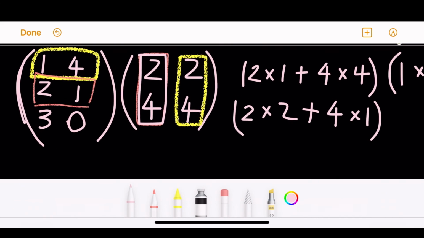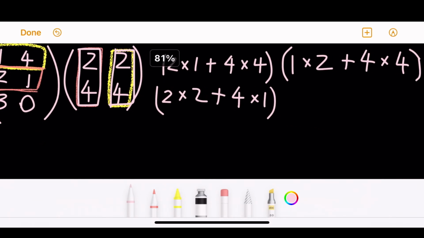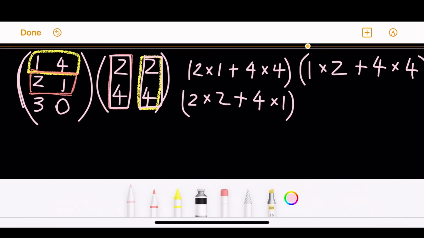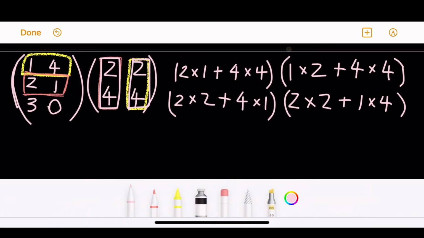And then we still take this row, but now we change the column to be the outer column now. The yellow one, the outer column. So now it's the row 2, 1 with the column 2, 4. So the row 2, 1 is 2 times 2, and then plus 1 times 4. And then we have 2 more to go.